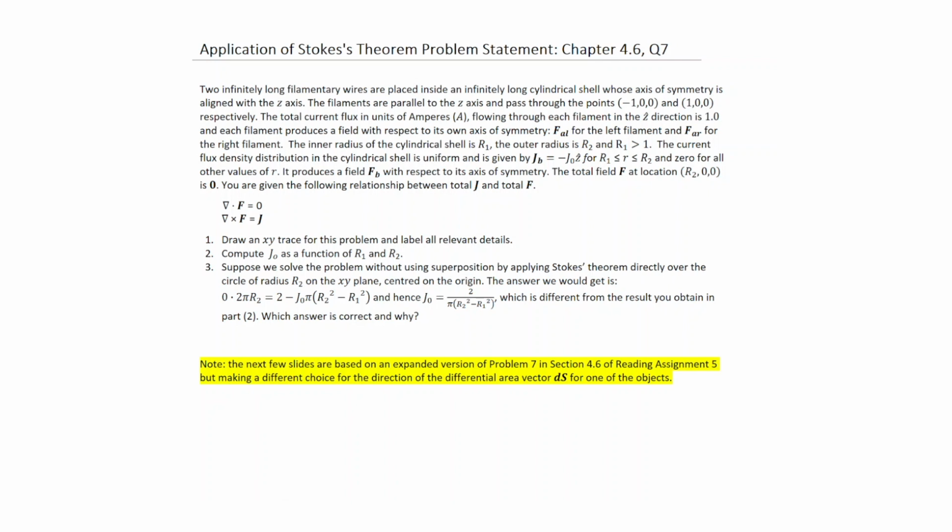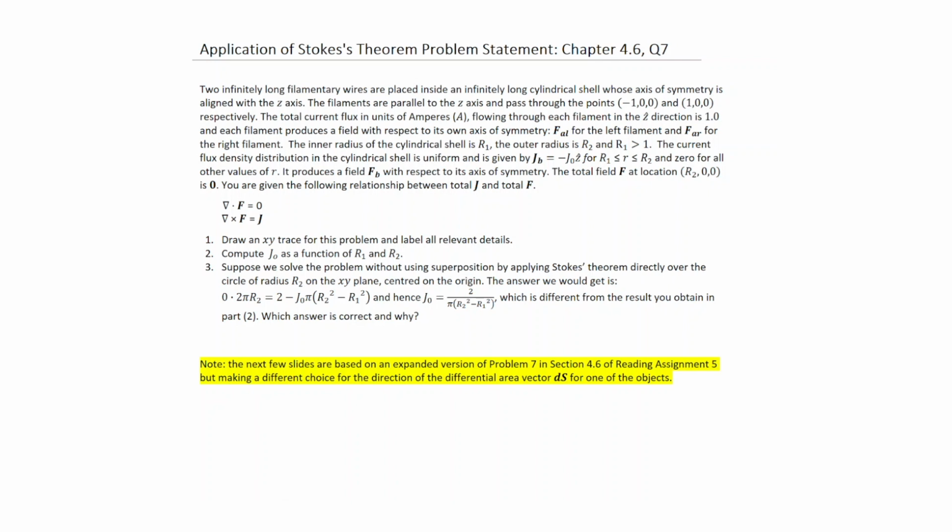And we're given that the total field at location R200 is 0, which is more or less what we'll call our observation point. We know that the divergence of F equals 0 and curl of F equals J, which is the current flux density. And so given that information, we want to compute the total field and set that value to 0 at the observation point.